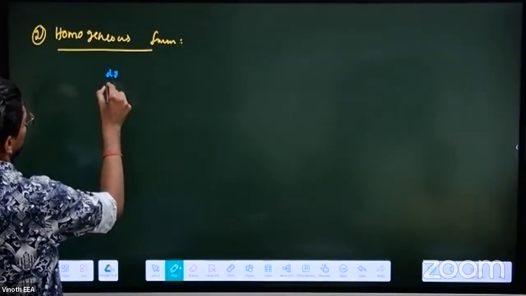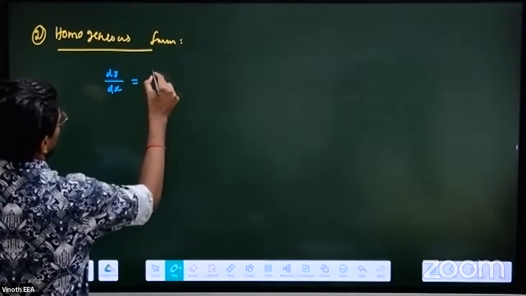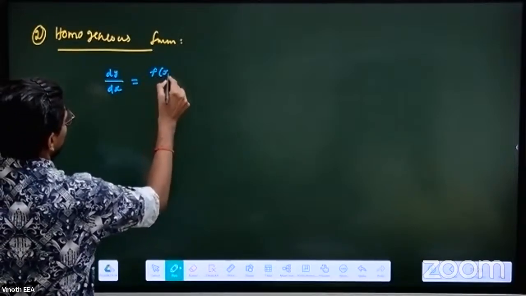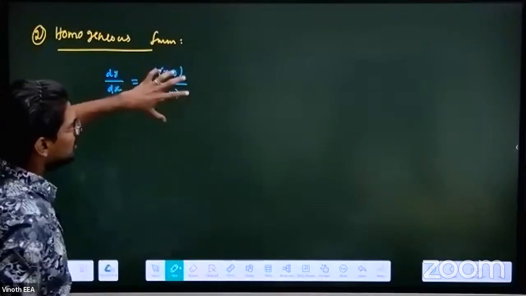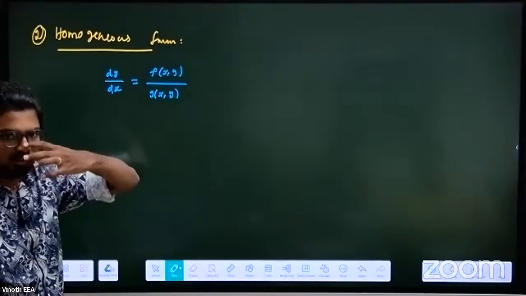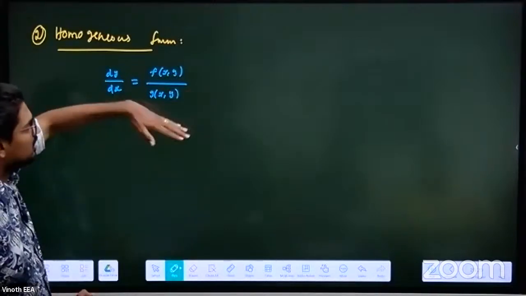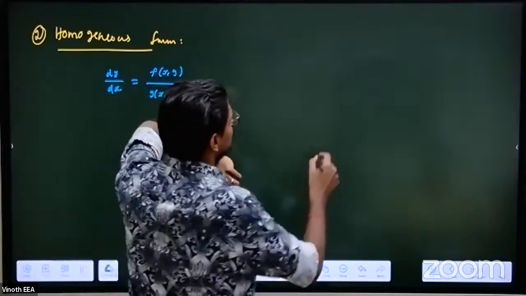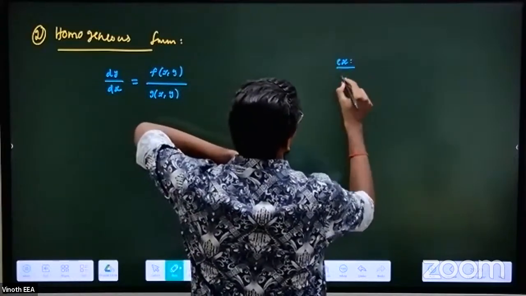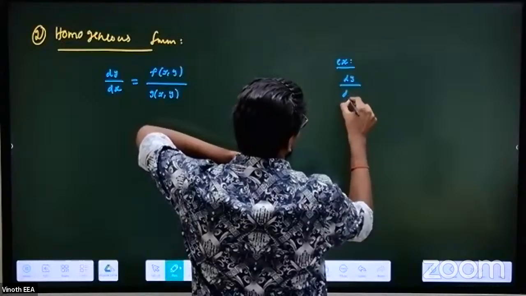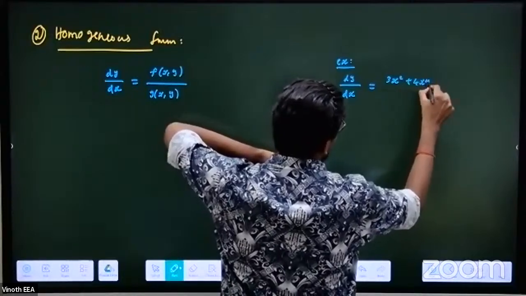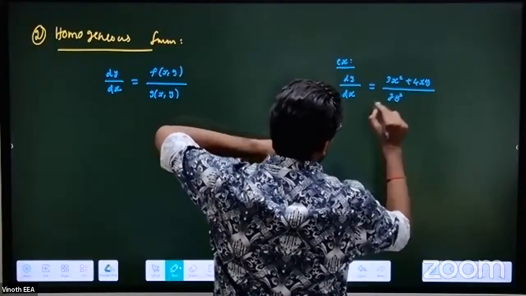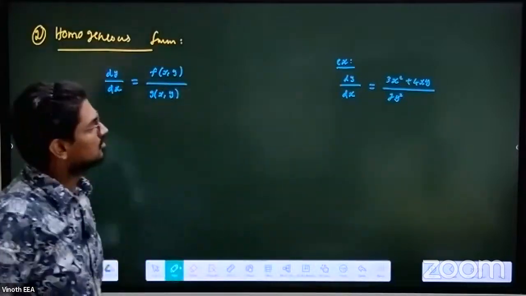see, for example, dy by dx is equal to some function of x comma y and some other function of x comma y. Overall it is a function of x comma y. மொத்தமா ஒரு x comma y function, அது வந்து நியூமரேட்டர் ஒரு ஃபங்க்ஷன் இருக்கு, டினாமினேட்டர் ஒரு ஃபங்க்ஷன் இருக்கு. எக்ஸாம்பிள், dy by dx equals to 3x square plus 4xy by 7y square, and let it be just 7y square.